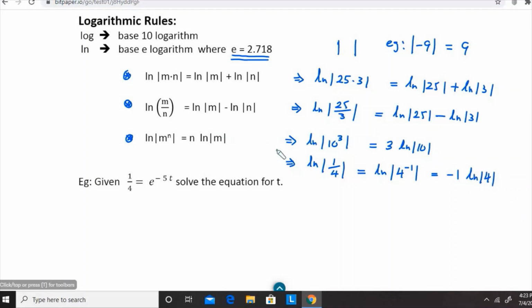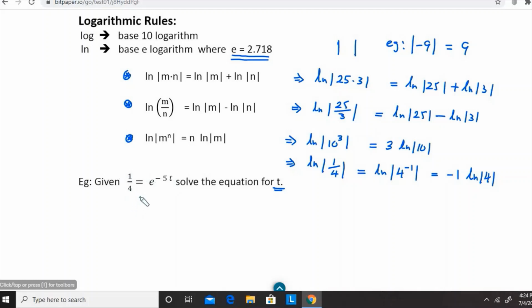So these are some rules that you should familiarize yourself with in order to do problems related to exponents and exponential functions or logarithmic functions. So let's try to solve this problem. We need to solve for t. What I can see is that there's an exponential function here.